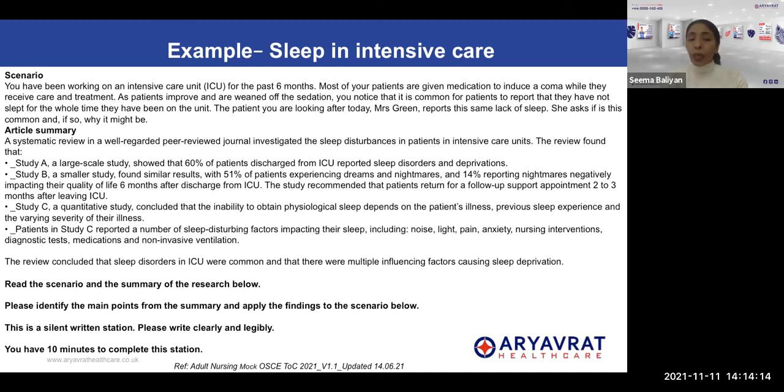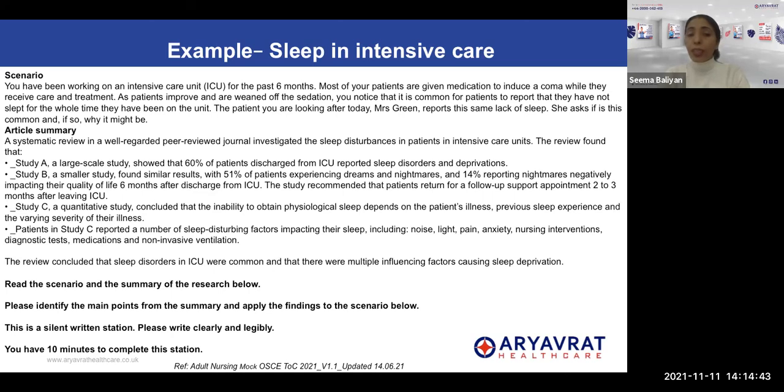Study B was a smaller study, but it found similar results, with 51% of the patients experiencing dreams and nightmares, and 14% reporting nightmares negatively impacting the quality of life, even 6 months after the discharge from ICU. The study recommended that the patient return for a follow-up support appointment 2 or 3 months after leaving the ICU. Study C is a quantitative study.